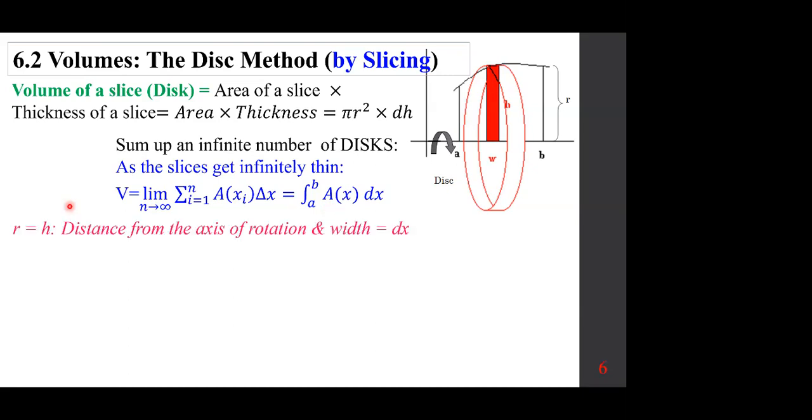R or h is the distance from the axis of rotation, which in this case is dx. It could be dy, okay, class? So the distance from the axis of rotation is r or h. In this example, the width is dx.